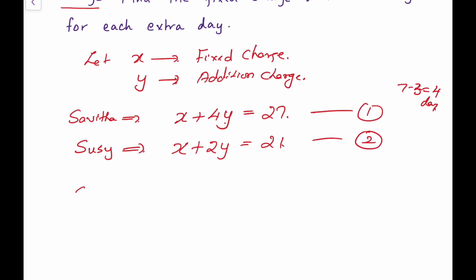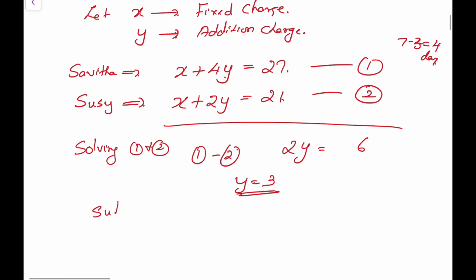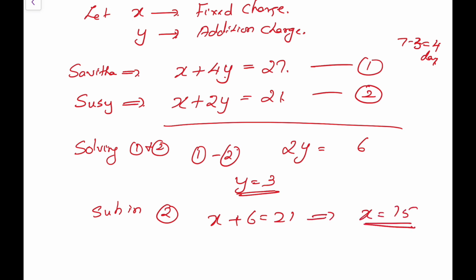Now again solve these 1 and 2. We'll subtract 1 minus 2. So you will get x minus x gone. So 4y minus 2y is 2y equal to 27 minus 21 is 6. So y equal to 3. Substitute in 2: x plus 2 into 3, 6, is equal to 21. So from this you will get x is equal to 15.